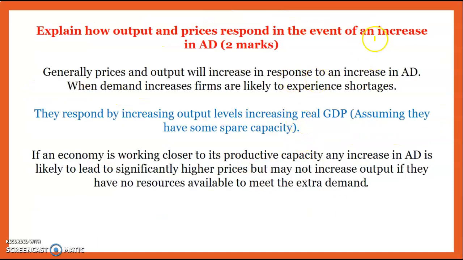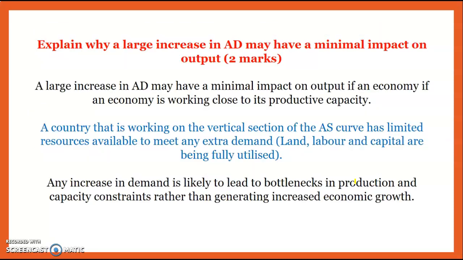Explain how output and prices respond to the increase in aggregate demand. It's pretty much a similar question. Prices and output will generally increase. Firms will increase the output levels to boost real GDP. If we're close to our productive capacity, then aggregate demand is only likely to lead to higher prices, but may not increase output if there are no resources to meet demand.